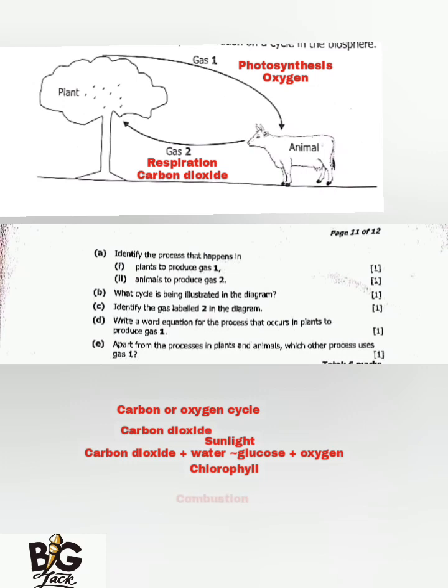Then E is saying, apart from the processes in plants and animals, which other process uses gas 1? So we know that gas 1 is oxygen. So oxygen is used in combustion. The process of burning something is combustion.